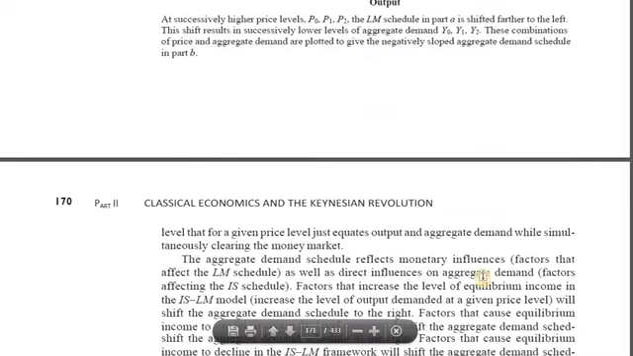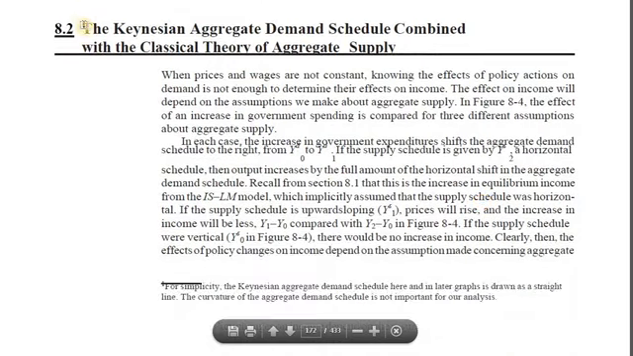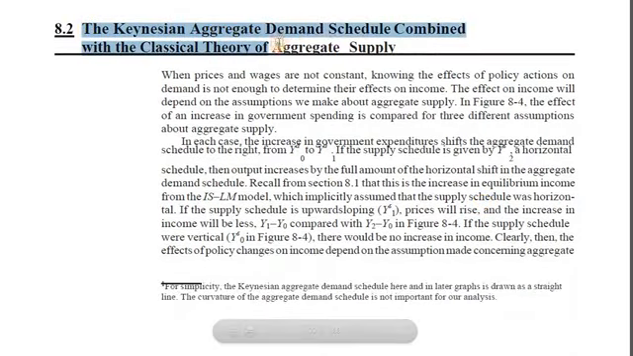Let's get on to the next thing now. So this is just the explanation. Now we are to combine the Keynesian aggregate demand schedule with the classical theory of aggregate supply. Now this should be at the tips of our fingers. We really should not need to think about what the classical theory of aggregate supply is. This should be very obvious if you are preparing for UPSC optional economics.